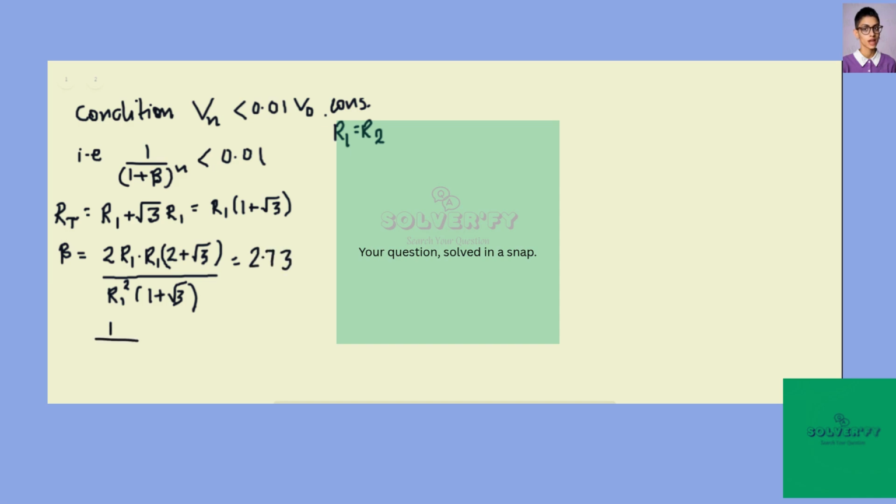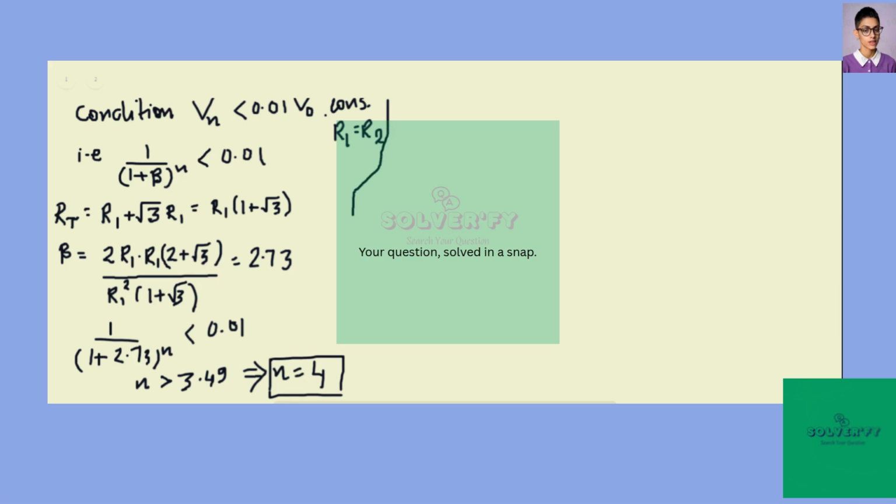So it seems like 1 upon 1 plus 2.73, powered n, should be less than 0.01. So this gives me n should be approximately greater than 3.49. So the next integer greater than 3.49 means n equals 4. So there should be 4 segments, so that V4 is 1% of V naught. Alright, so we are done with part B of the question.